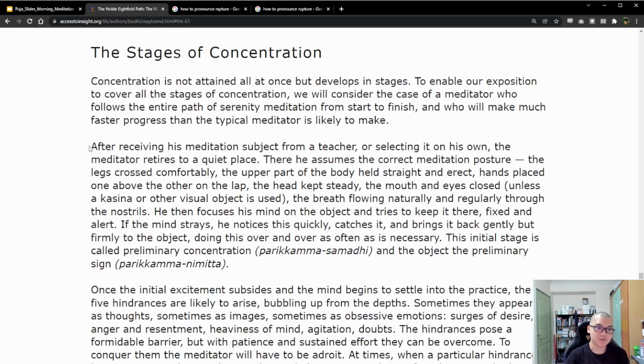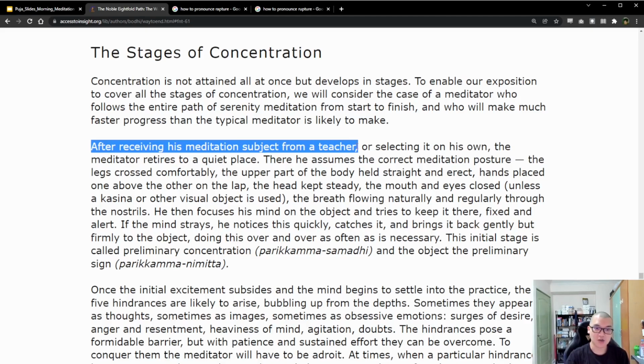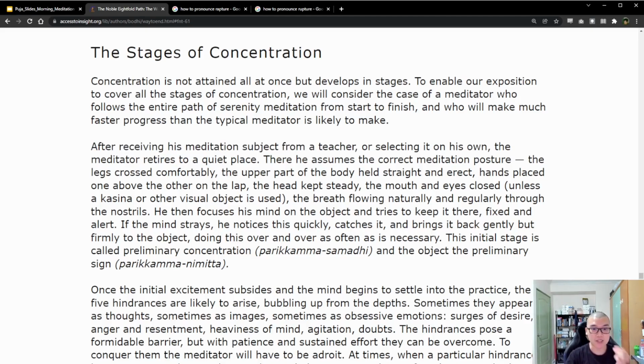After receiving his meditation subject from a teacher or selecting it on his own, the meditator retires to a quiet place. There, he assumes the correct meditation posture, the legs crossed comfortably, the upper part of the body held straight and erect, hands placed one above the other on the lap, the head kept steady, the mouth and eyes closed, unless a kasina or other visual object is used.